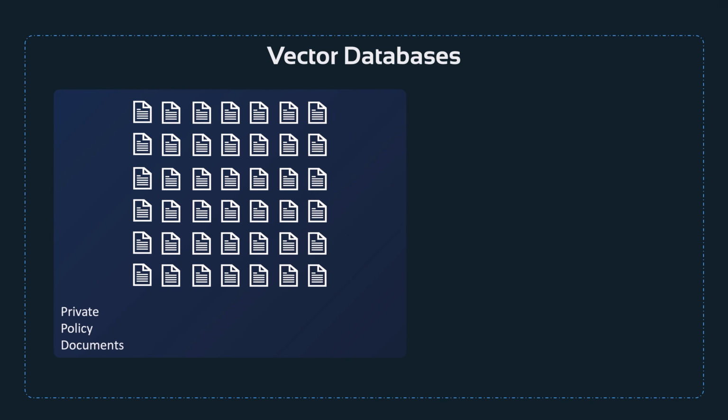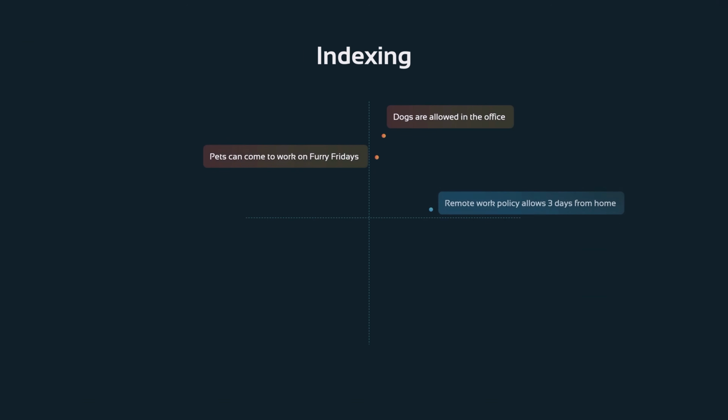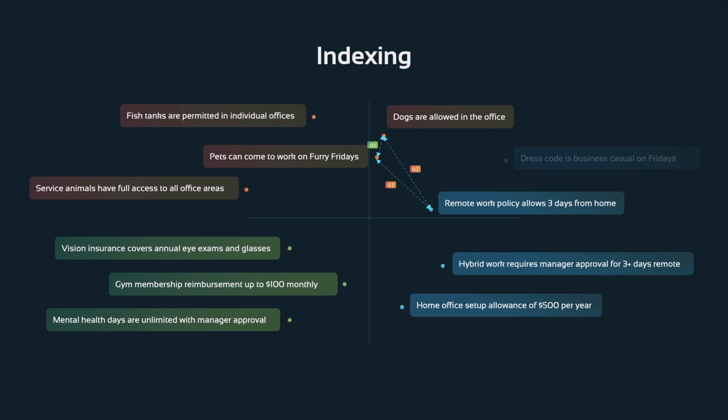That's where vector databases come in. Think of them as having a smart librarian who knows exactly where to look. Vector databases can retrieve relevant results instantly. They efficiently use resources, they're scalable, and they do that by using smart indexing algorithms. What does indexing mean? Earlier, we saw how we represented documents or sentences on a vector graph and then compared their similarities. But when there are thousands of such policies, it's going to be impossible to compare them. And that's where indexing comes in.